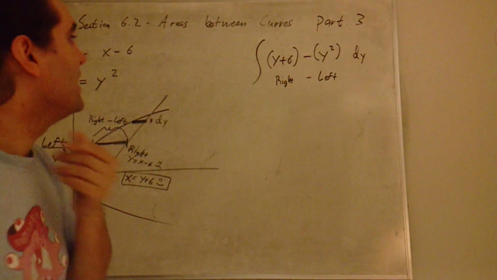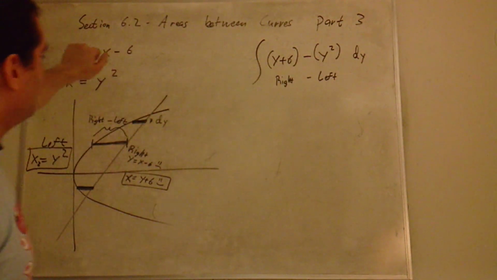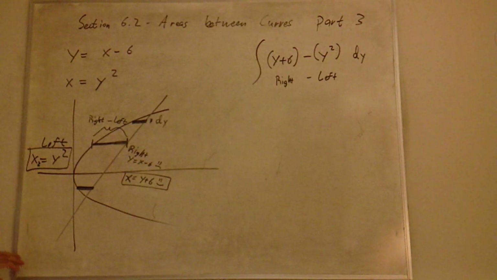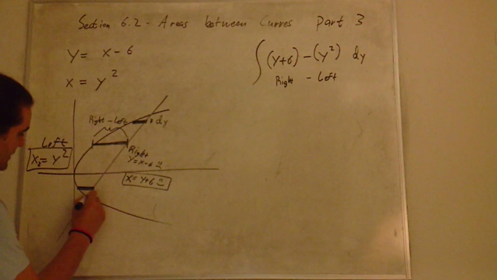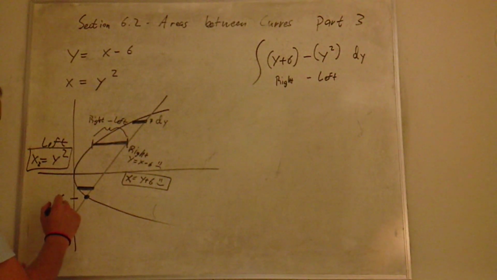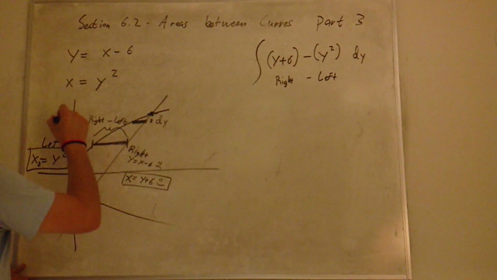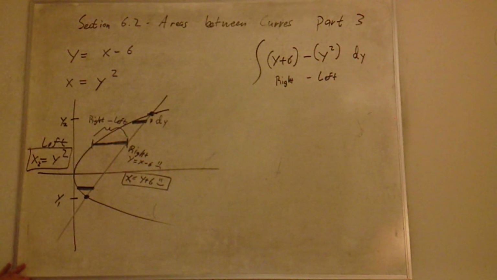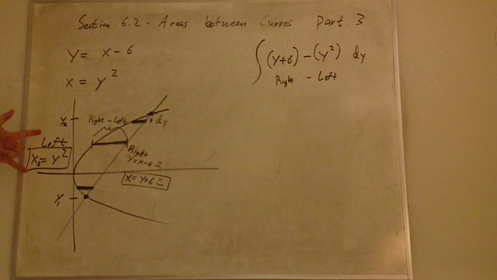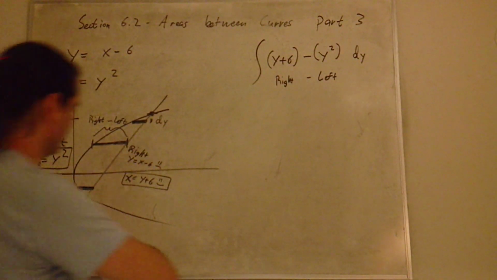So, we have the right minus left settled. Right now, there's only one thing that we have left to do, and that is we need to find these intersection points. This is going to be a y value, and this right here is going to give us another y value. And for this part, we're going to set these two things equal to each other exactly like we have in the past, except this time we're going to set the x values equal to each other.